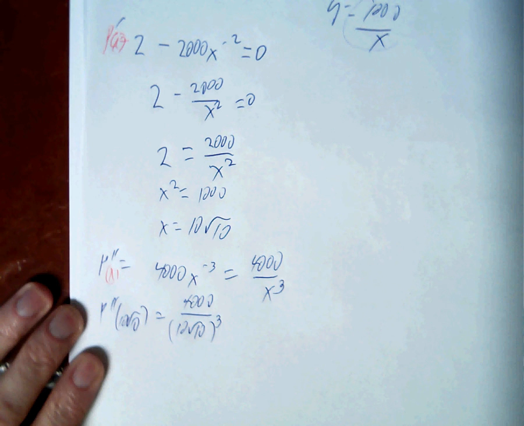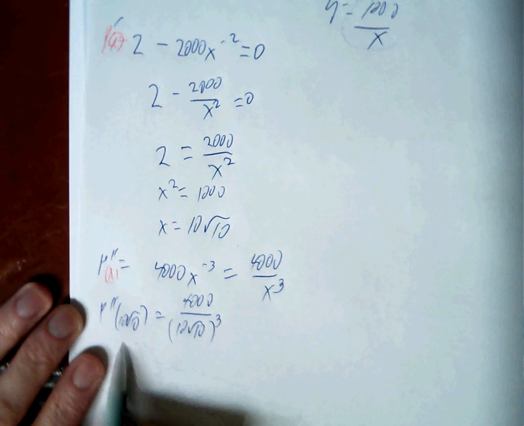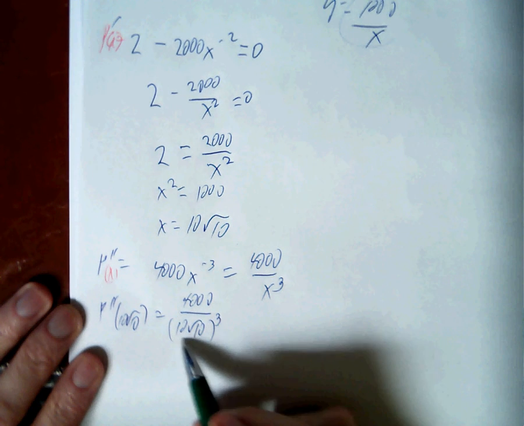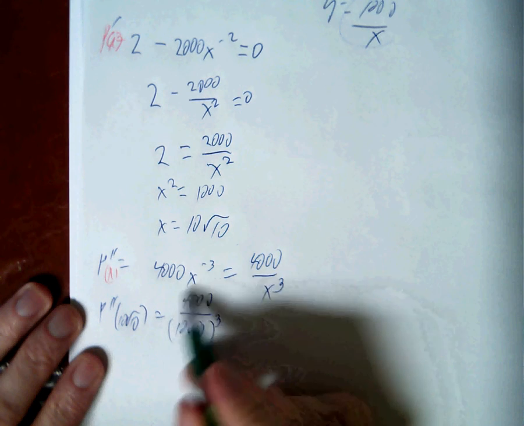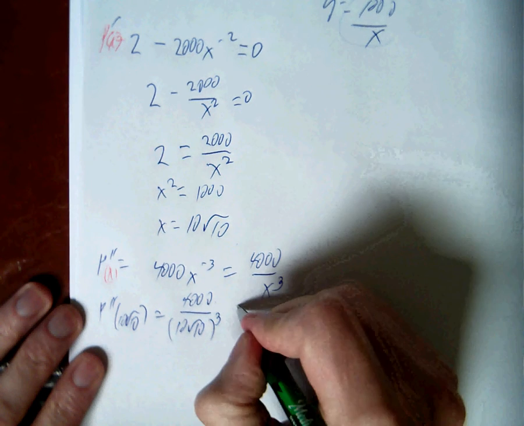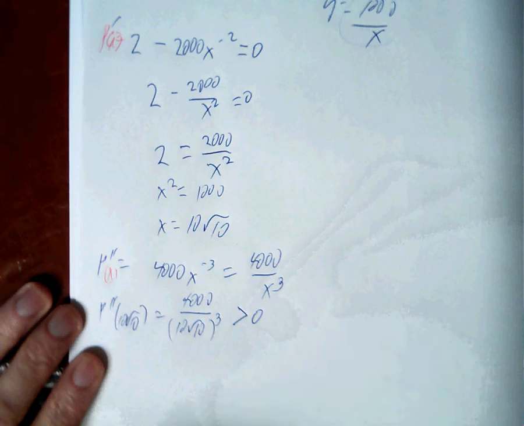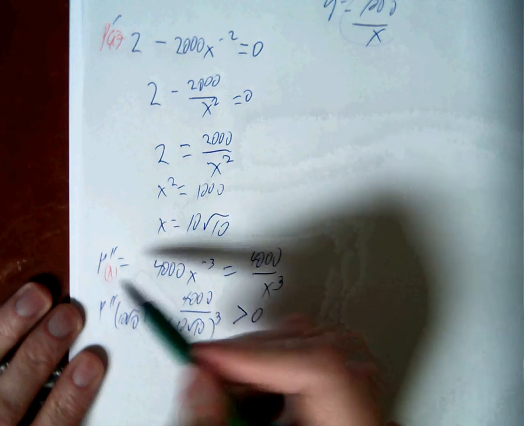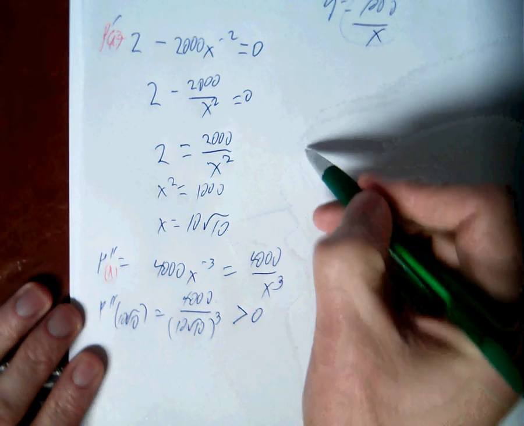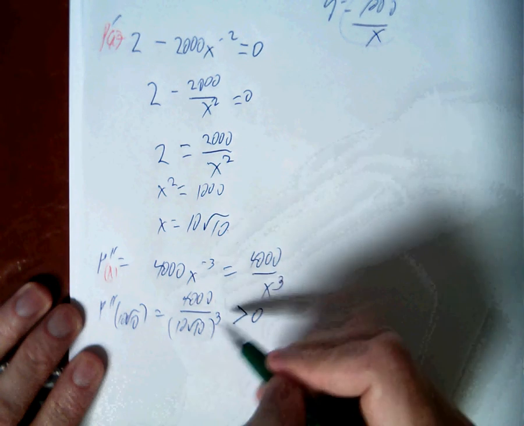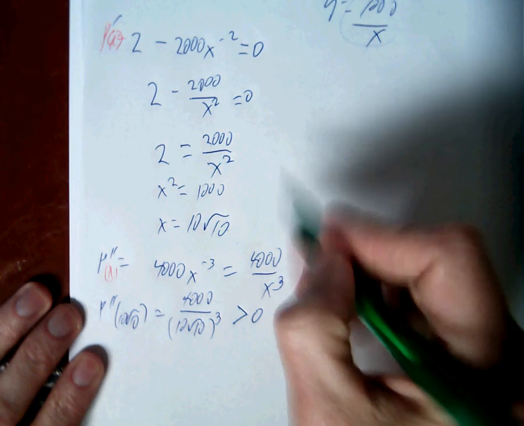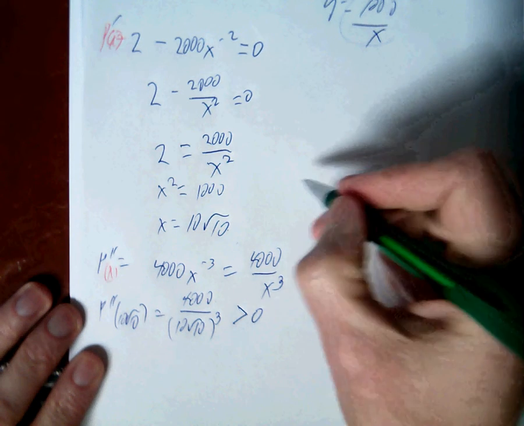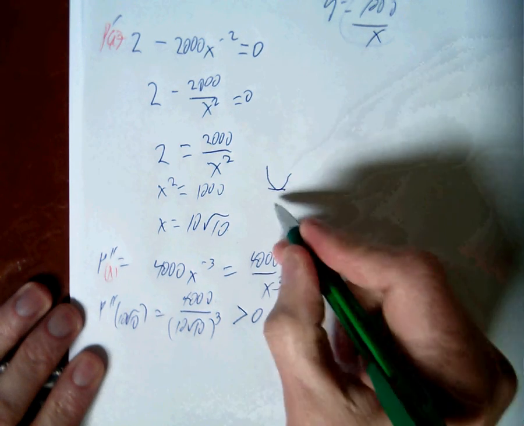Now, technically I could compute this, but I really don't care what the number is. All I know is 10 square root of 10 cubed, this whole thing is going to be a positive number, so I can guarantee that this is positive. And so now what I know is at 10 square roots of 10, I have a flat spot, and I also know the second derivative is positive, so I have a happy face, which means I've got this picture. So that's enough to say it's a minimum.